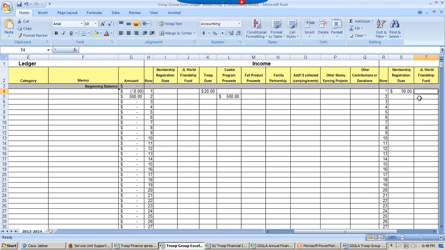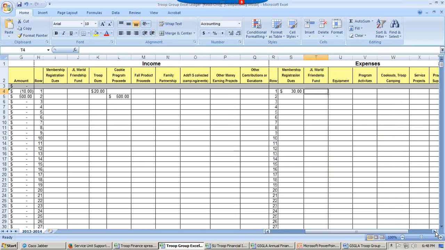Now here's the one catch on this particular ledger. Remember I told you that the cookie program proceeds and the fall product proceeds are only in the income section of the annual report. So in this case, all of your transactions for cookies go into the income section. If you're taking in a bunch of deposits throughout the cookie season and then the council takes its first debit, you're going to put all your deposits in as positive numbers, and then if you have a $1,500 debit in there, you're going to put a negative $1,500. Again, in the end, it's going to tell you what your bottom proceeds are.